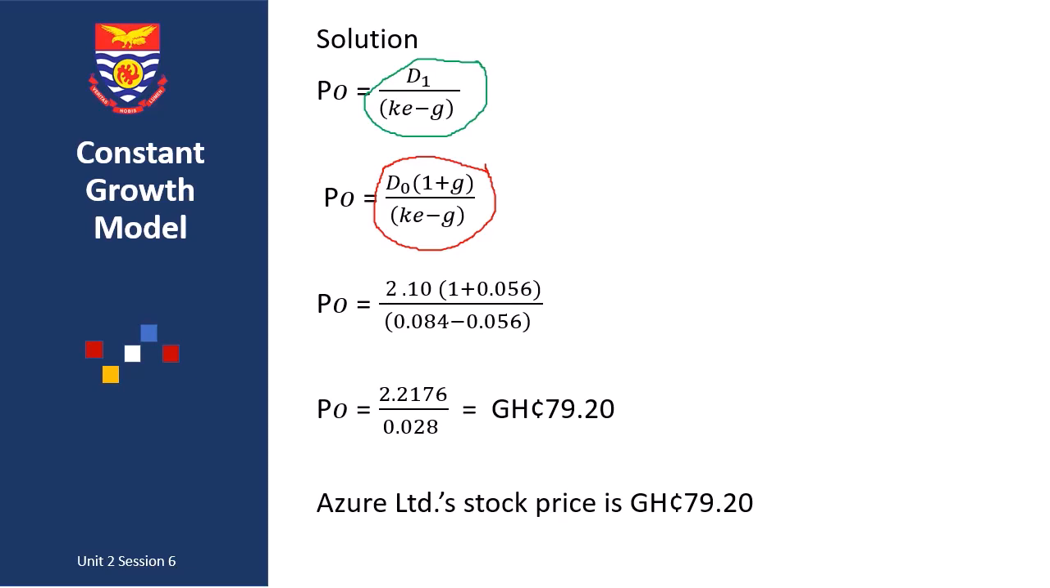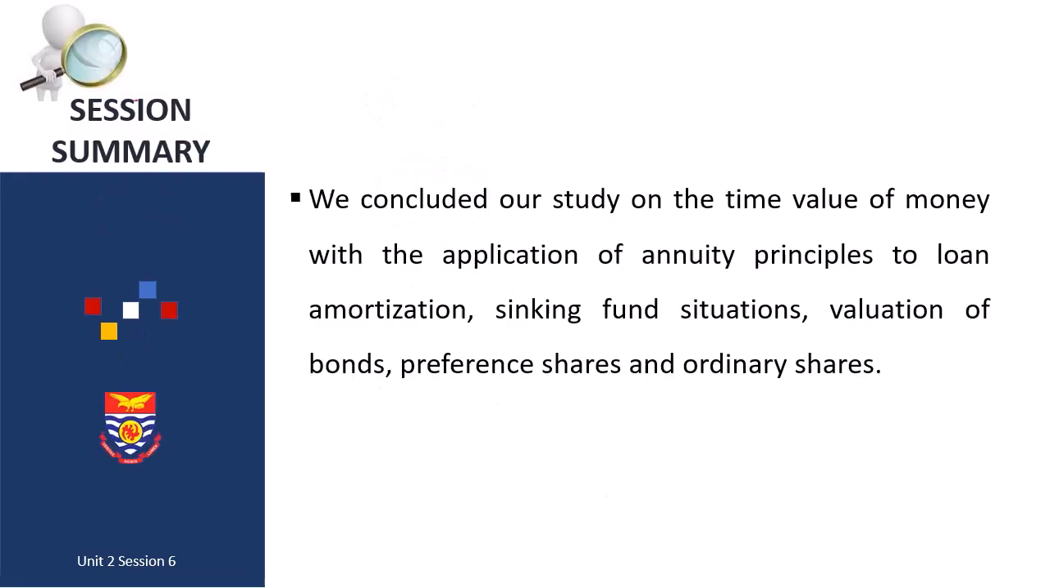So the previous year's dividend is 2.1, which was given in the question, times bracket 1 plus the growth rate, which is 5.6%. The cost of equity that was given is 8.4% minus the growth rate, which is 5.6%. So at the end, we are going to get 79.2 Ghana cedis as the price of the share. Good. We've done well.